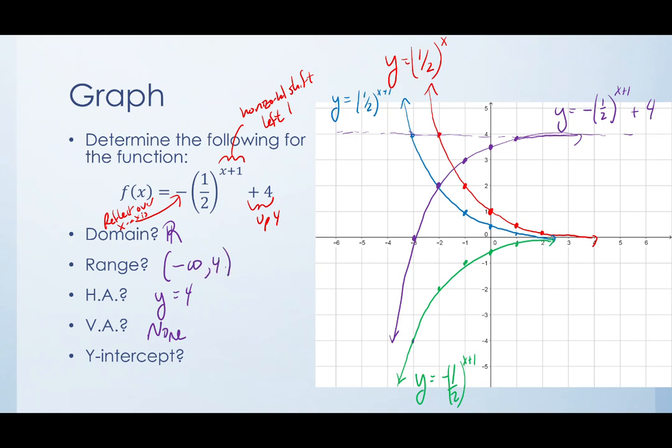Anytime you're asked about range, you can always just graph it unless it's a no calculator problem, right? And our y-intercept, you can always plug in x equals 0, right? So we can say, hey, what is f of 0? It's -1/2 to the 0 plus 1 plus 4. So that's going to be 3.5. Did we end up at the right place? Sure did. There we go.